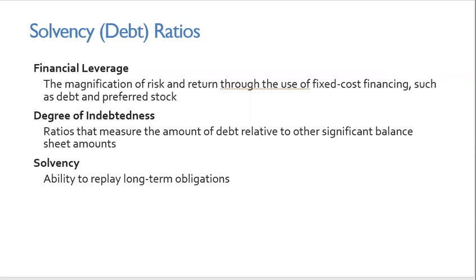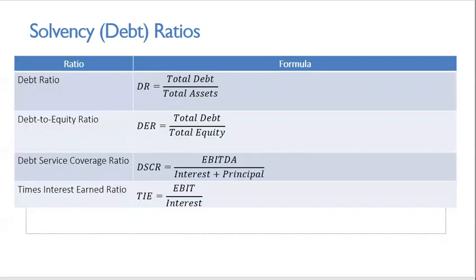And the degree of the indebtedness is the measure of the amount of debt relative to other significant balance sheet amounts. Okay. What are the ratios here? The ratios here are the debt ratio. Debt ratio is total debt over total assets. Debt to equity ratio, total debt over total equity. So those are all related to the degree of indebtedness. Okay. The higher this amount, ibig sabihin, most assets will be financed by debt rather than equity. Okay. The maximum debt ratio is 100%, right? And that is impossible kasi hindi naman pwedeng mayroong kumpanya na 100% debt, walang equity. Okay?